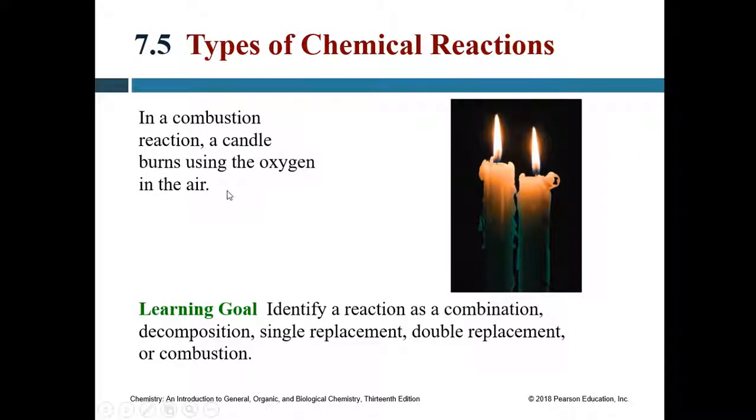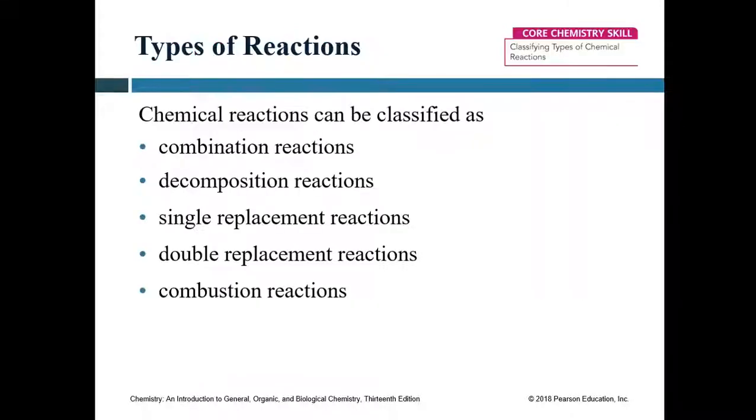Chapter 7, Section 5, is talking about different types of chemical reactions. In this section, our learning goal is to identify the reaction as a combination, a decomposition, a single replacement, a double replacement, or a combustion. There are certain things to look for, so it's pretty straightforward once you know what to look for. Hopefully you'll learn that in this section.